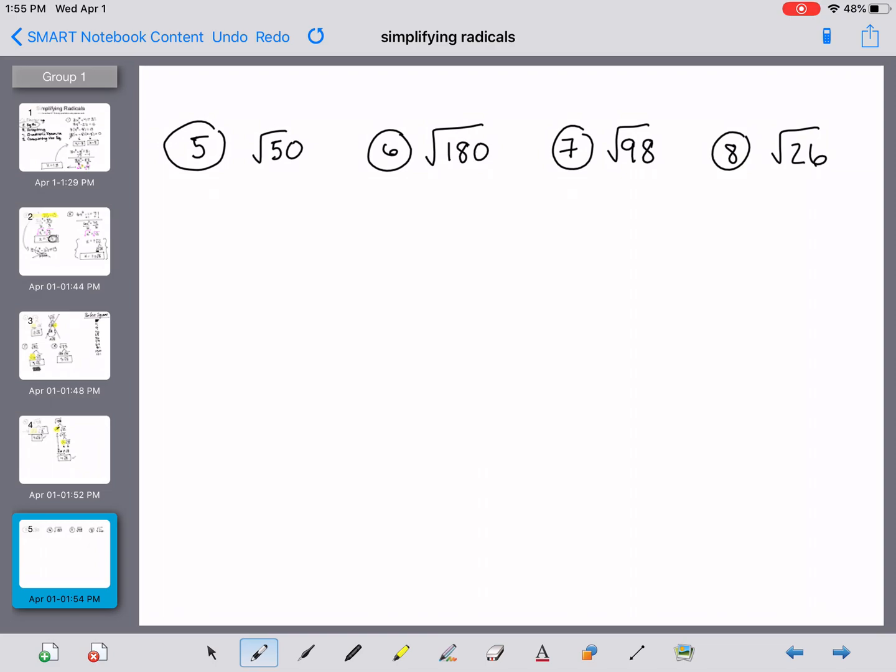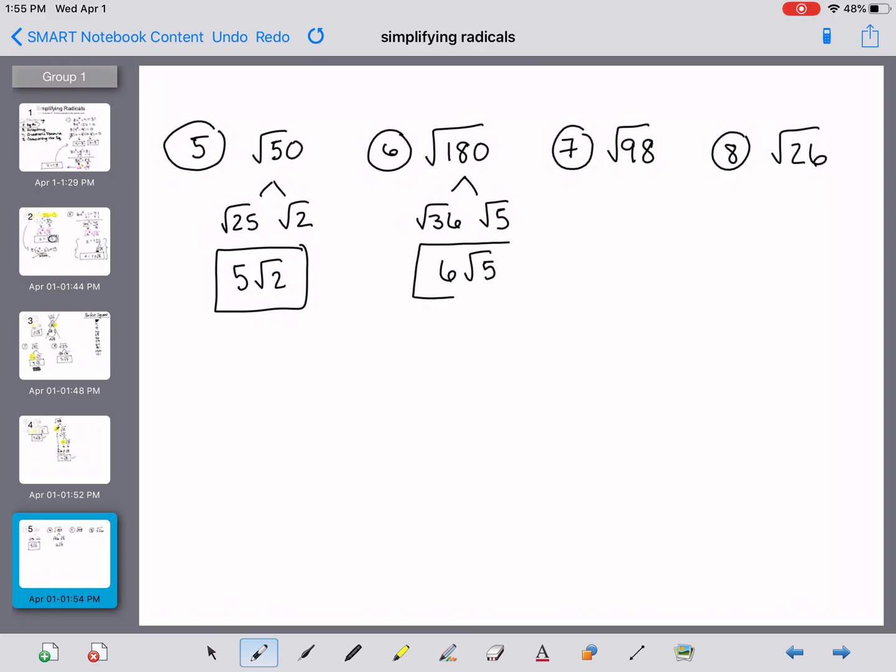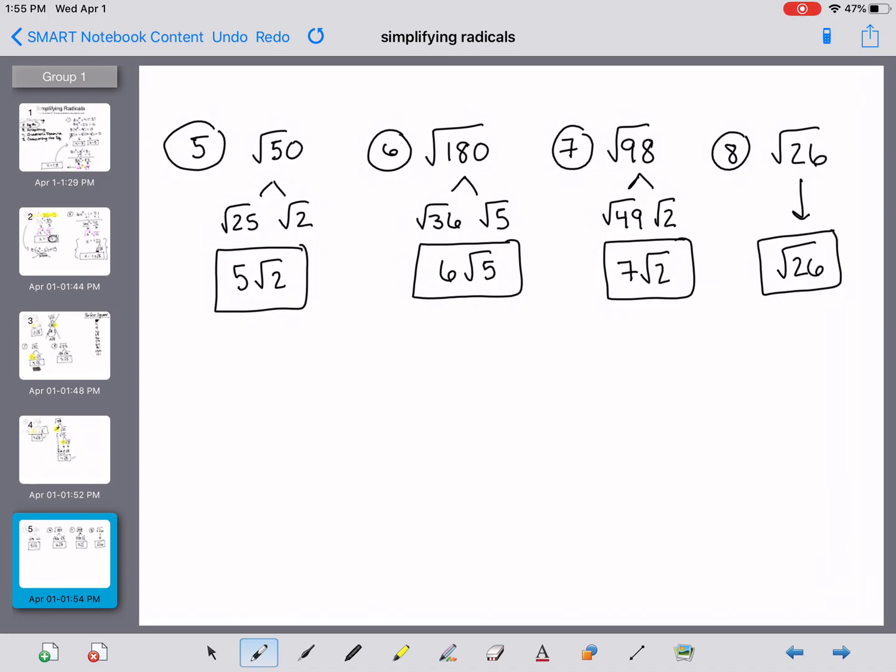All right, square root of 50 should be 25 and 2, becomes 5 root 2. Square root of 180, I did 36 and 5. That becomes 6 root 5. 98, I did 49 and 2, which becomes 7 root 2. And then square root of 26 was a trick question. There are no perfect squares hiding in root 26. So this answer would just stay as root 26 for your final answer.